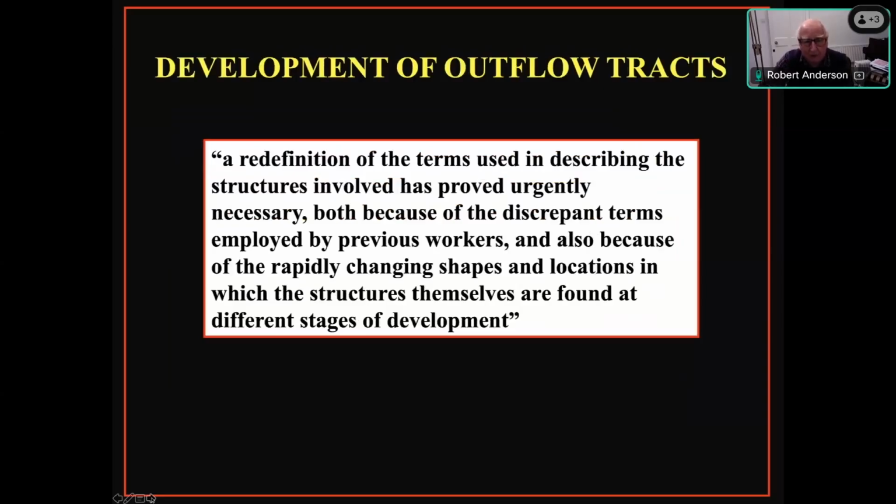You can read it for yourselves, but the key I want to bring to your attention is the fact that the author of this statement has emphasized the rapidly changing shapes and locations in which the components of the outflow tract are found at different stages of development. And I'm going to show you that this is absolutely the case, but this is far from new.